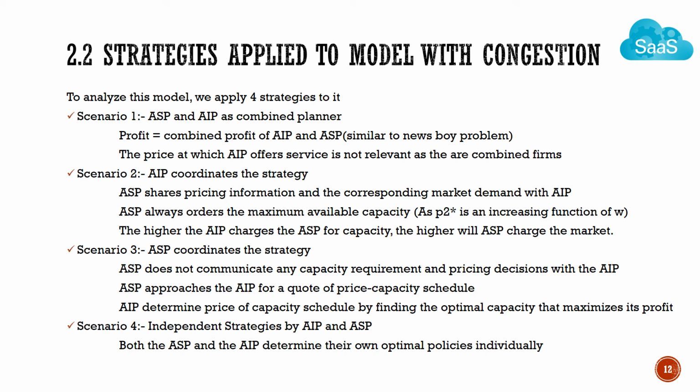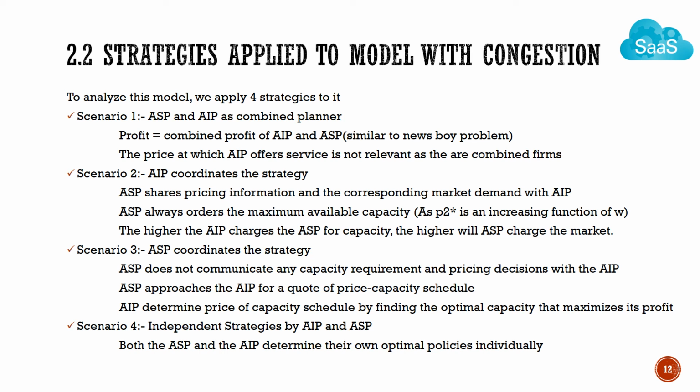Here we are discussing the strategies that are applied to the model with congestion. It is similar to the one which we have applied before, with some changes. In scenario 1, as ASP and AAP are a combined planner, the profit will be shared between ASP and AAP. It is similar to the newsboy problem, and in this case the price that AAP offers to ASP is not at all relevant as they are working as a combined firm.